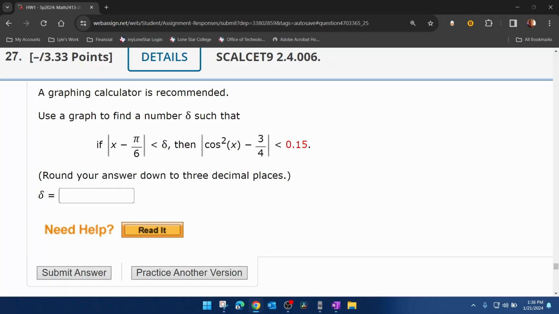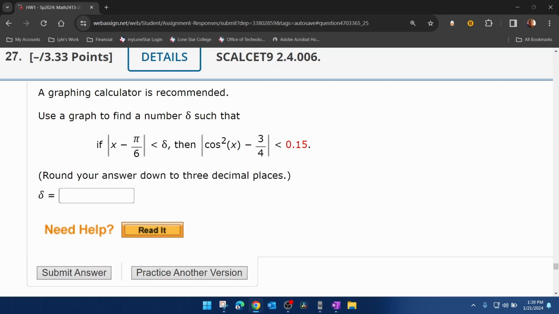All right, here we go. Question 27 from our Calculus 1, homework number 1 in WebAssign. It says a graphing calculator is recommended, but it's not required. And so I'm going to do this algebraically, just for fun. All right, so here we go.